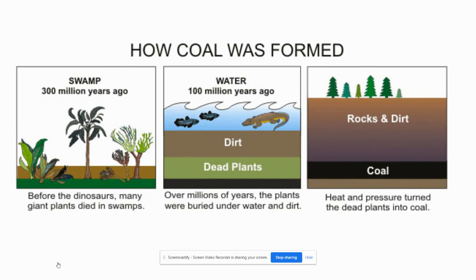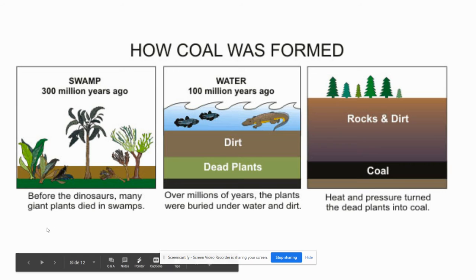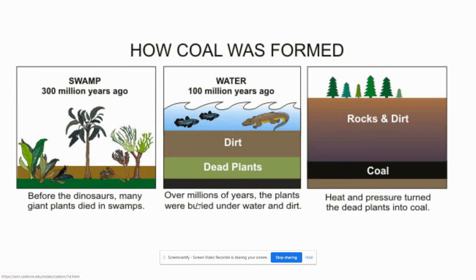So, quick review of how the coal is formed. Before the dinosaurs, many giant plants died in the swamps here. So you see the plants are dying here. Then over millions of years, the plants were buried under the water and the dirt, and the heat and the pressure turned the dead plants mixed with the dirt into the coal. So basically, all this dirt and the dead plants got layered, and it took millions and millions of years to convert that into coal by tons of heat and pressure.